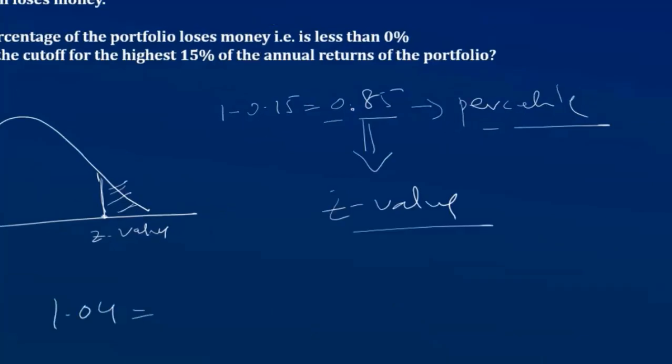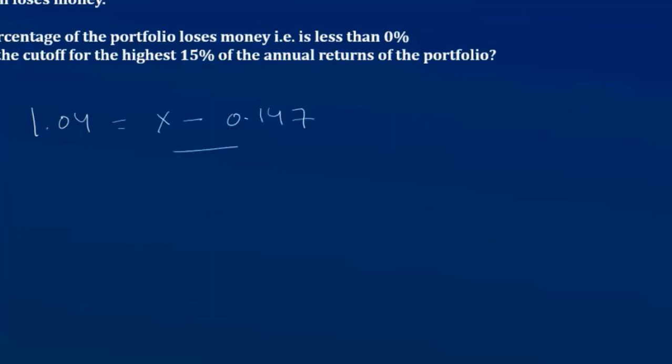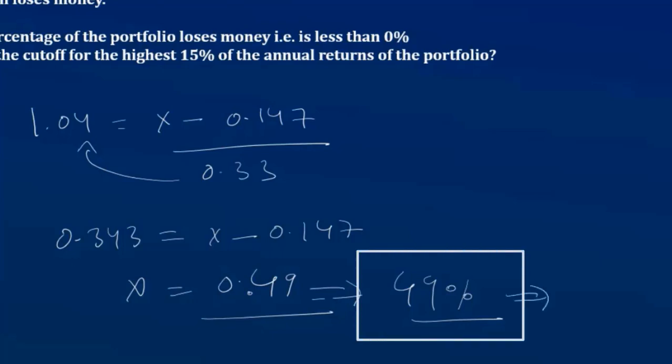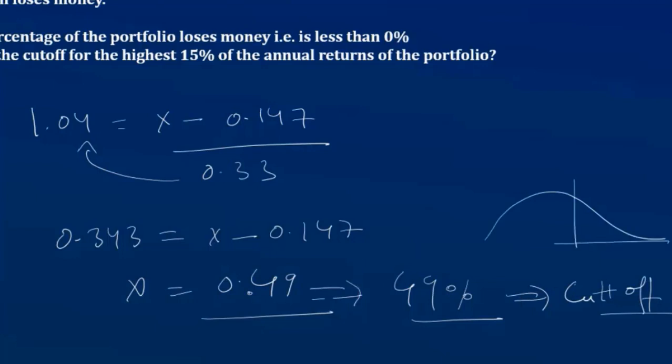What is the percentage, which is X? I know the standard deviation is 33 and the mean is 14.7, so X comes to about 49%. What is the cutoff for the highest 15% of the annual returns? The cutoff is 49%. Which means that if you are at 49%, above which you'll get higher returns, this is the cutoff. This is not the Z value; this is the percentage I'm taking, 49%.